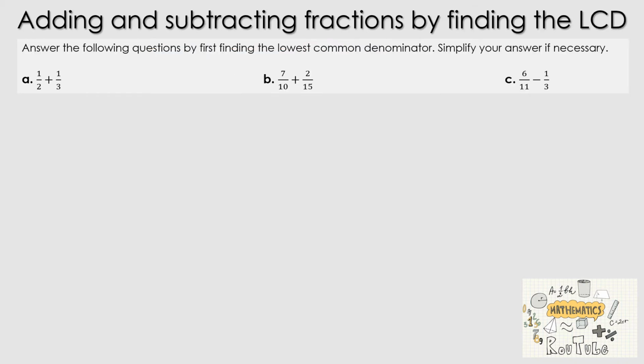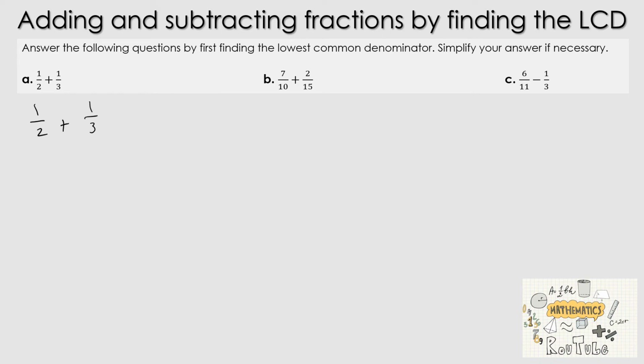All right, now let's have a look at adding and subtracting fractions by finding the lowest common denominator, LCD. So answer the following questions by first finding the lowest common denominator. And then, as always, we need to simplify our answer if it's necessary. So the first one we have is 1/2 plus 1/3. So I'm just going to write that down. So we've got 1/2 plus 1 over 3.